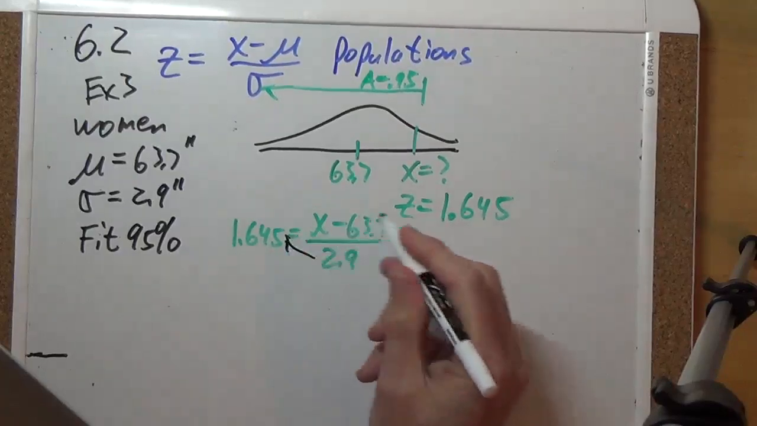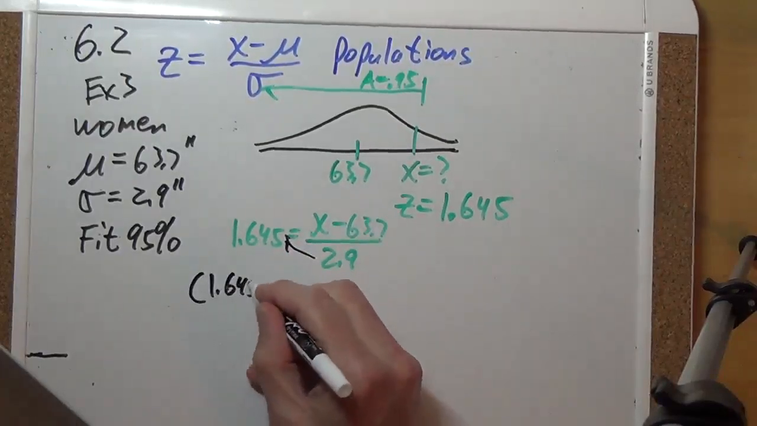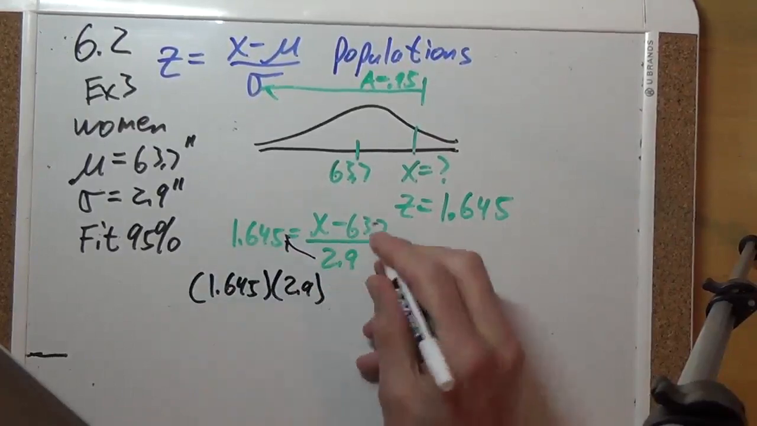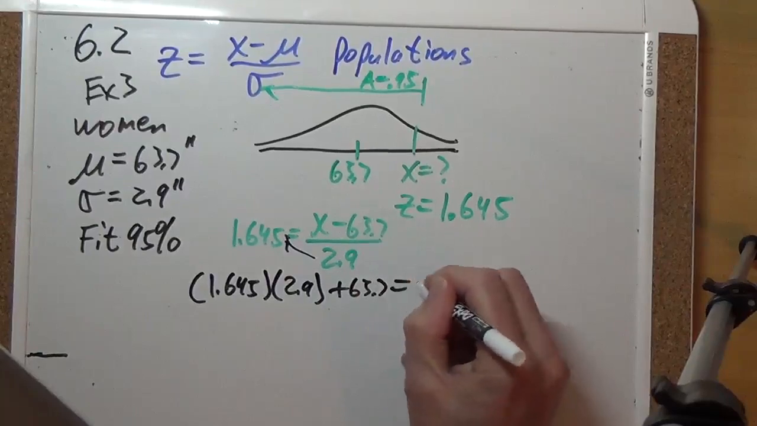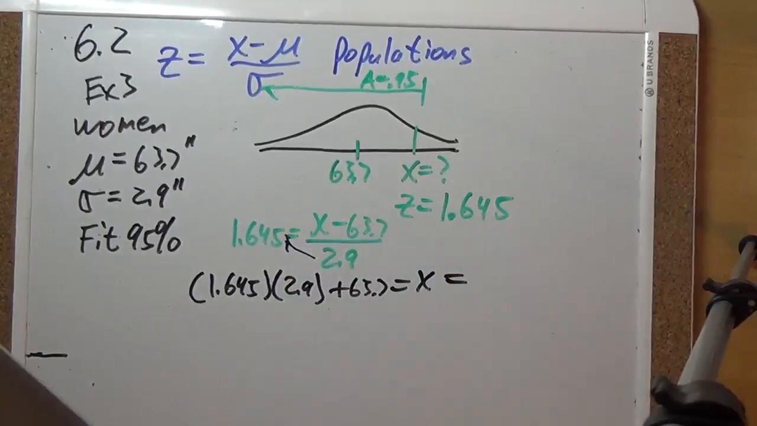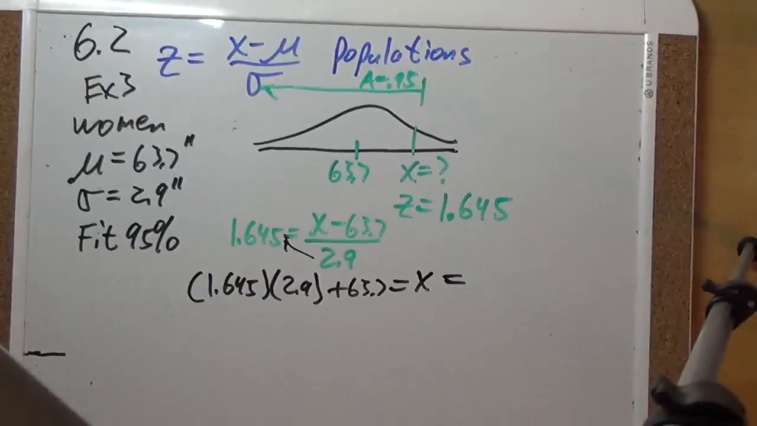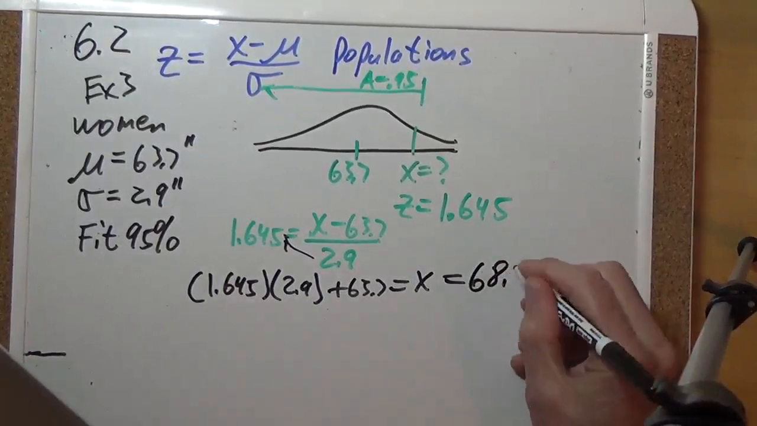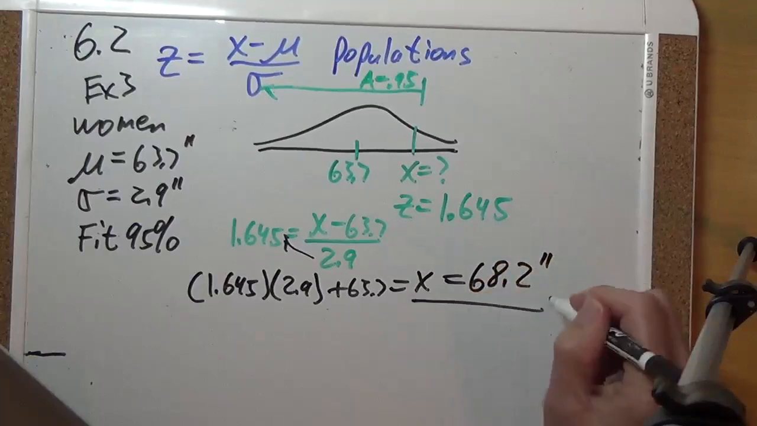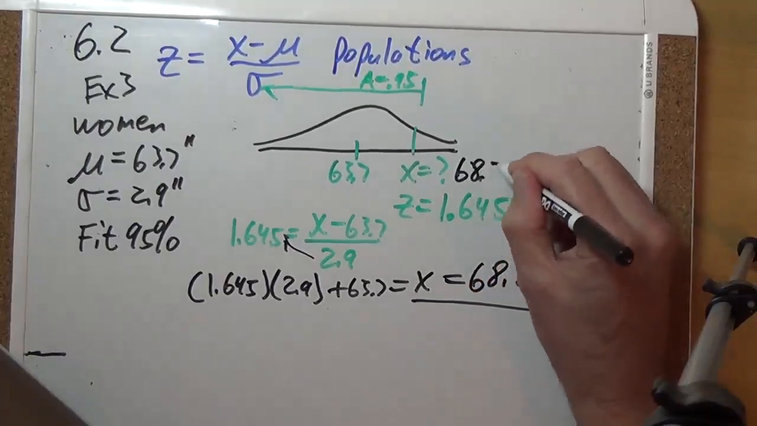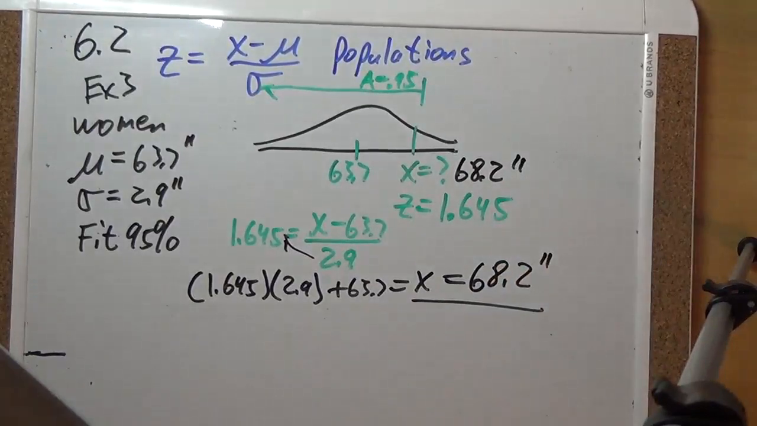I'm going to multiply both sides here. I'm going to add the 63.7. I'm going to find my x. That's the height of women that can fit in the cockpit, at least about 95% of them. Which is 68 point, I'll round it to 2 inches. So that's my height here. That fits 95% of women in the cockpit.